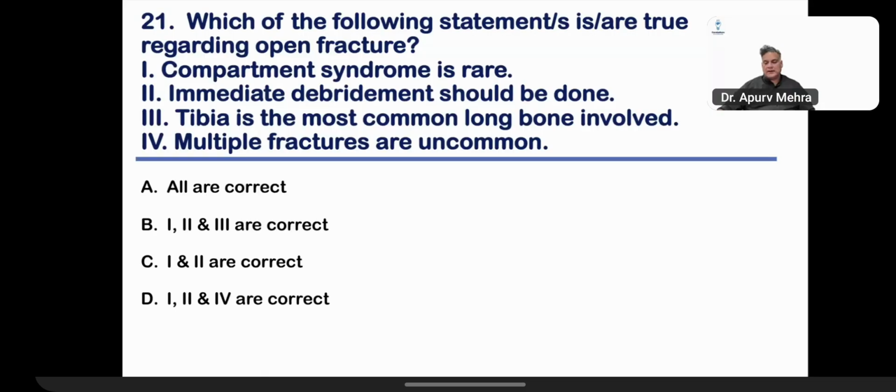Which of the following are true regarding open fractures? Compartment syndrome is rare. Immediate debridement should be done. Tibia is the most common bone involved. The first three are correct. Multiple fractures are common. So 1, 2 and 3 are correct.